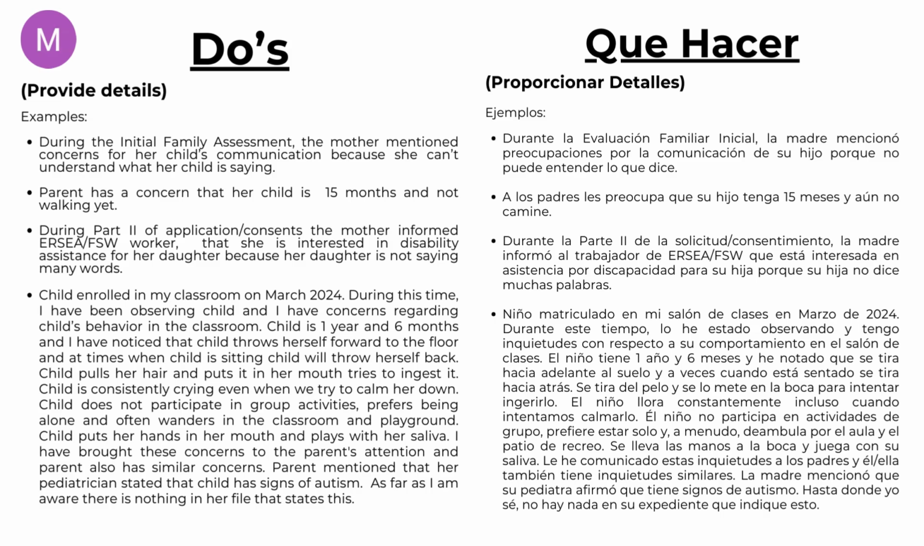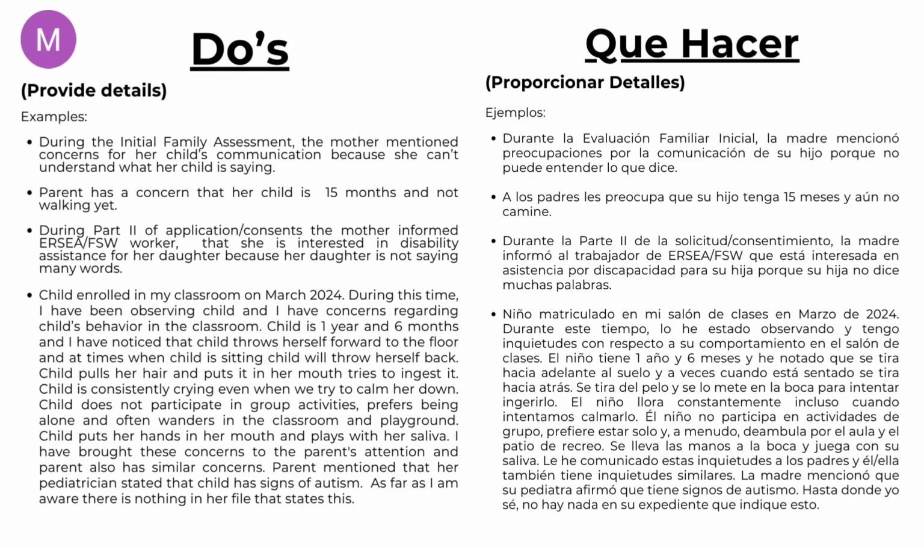Next, we will review do's and don'ts of referrals, starting with some example notes on referral do's. It is essential to provide details when sending a referral. Example number 1. During the initial family assessment, the mother mentioned concerns for her child's communication because she can't understand what her child is saying. Example 2. Parent has a concern that her child is 15 months and not walking yet.